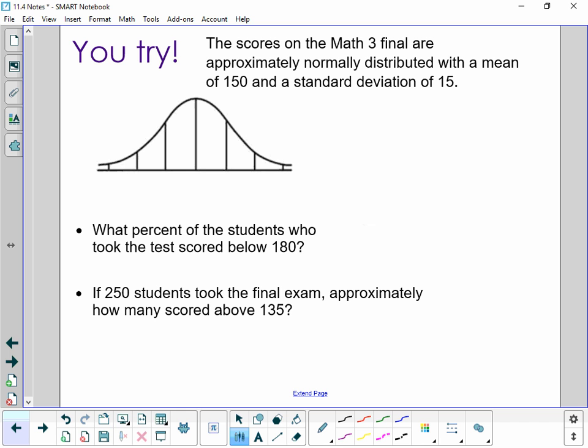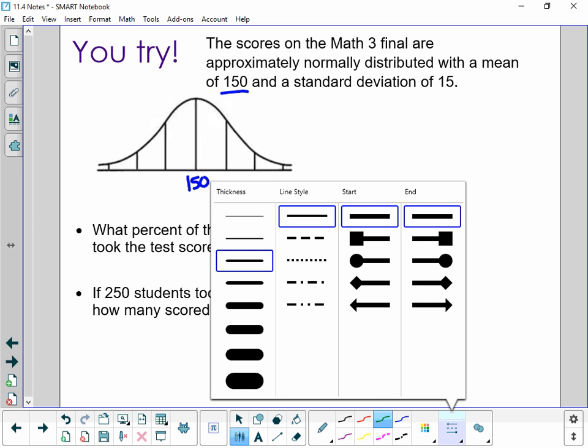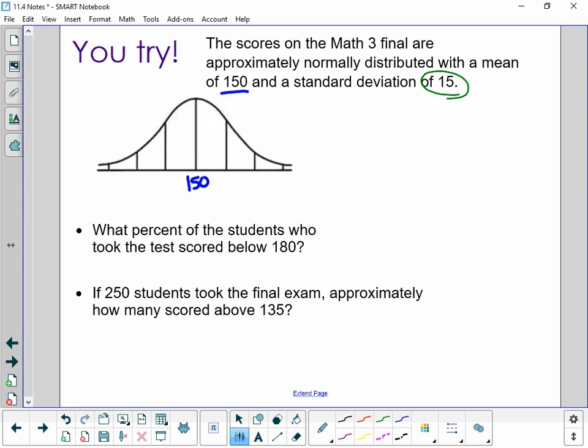Okay, we'll do one more real quick. The scores on the Math 3 final are approximately normally distributed with a mean of 150. That goes in the center. That's where the mean is located on a normal distribution. And the standard deviation is 15. So we're going to count out by 15s in both directions. If we do that, we get 165, 180, 195, and in the other direction, 135, 120, 105. So let's answer the questions now.